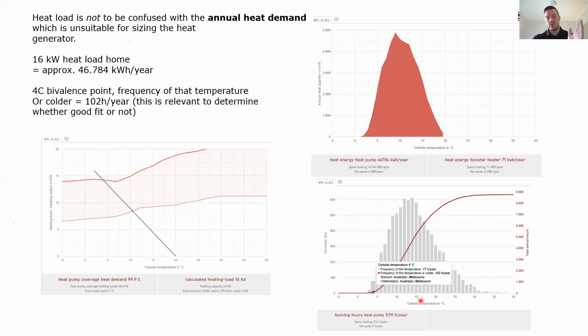So if we have 0.1% of the time where an element would have to kick in, that still makes it a very efficient design. There might be climate zones where that number, 102 hours a year, might be much, much, much greater. And in that case, it's important to understand that. Then 4 degrees would not be a good bivalence point for obvious reasons, because we want to cover at least, as I said, if we can cover 99%, that's great. But if all of a sudden the number is 70%, because we have much colder temperatures, then it's no longer going to be a suitable heat pump.